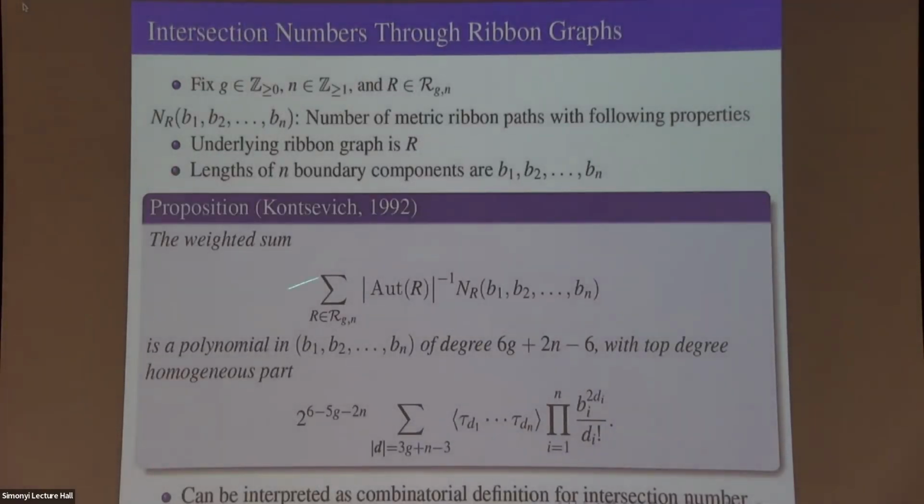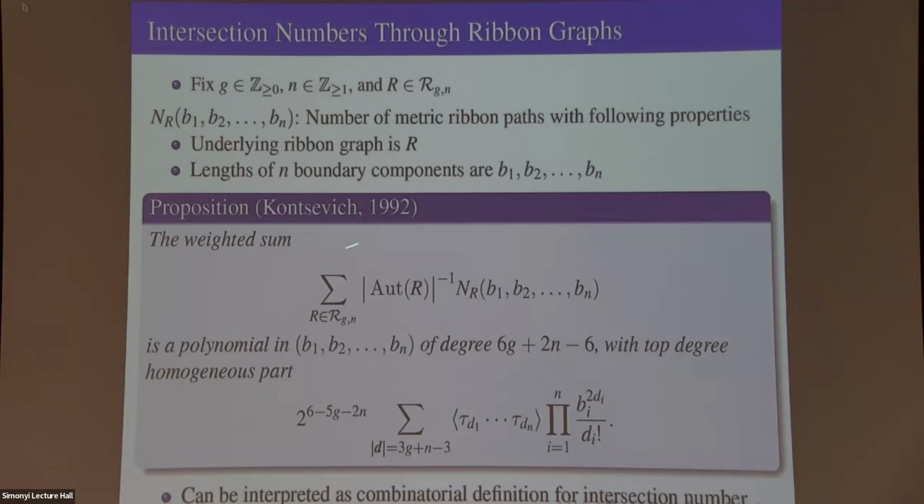This proposition, due to Kontsevich some 30 years ago, is another interpretation of how you can define an intersection number. It gives you a generating series for these intersection numbers, which will allow you to fish them out. I'll let N_R(b1, b2, all the way to bn) denote the number of metric ribbon graphs with the following properties: the underlying ribbon graph is R, and the lengths of its n boundary components are b1, b2, all the way to bn.